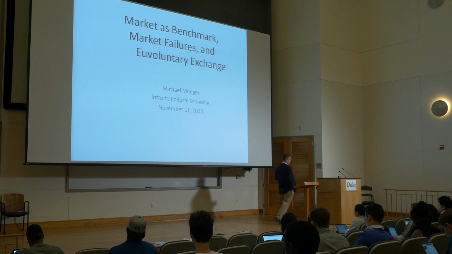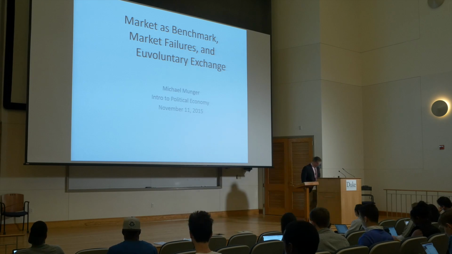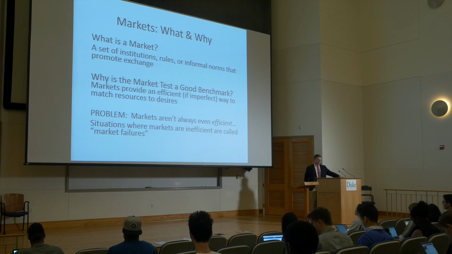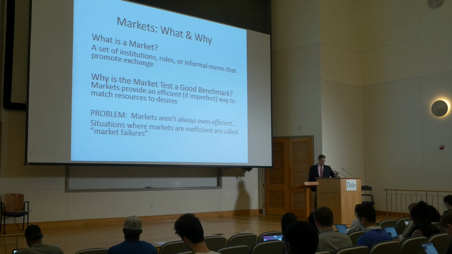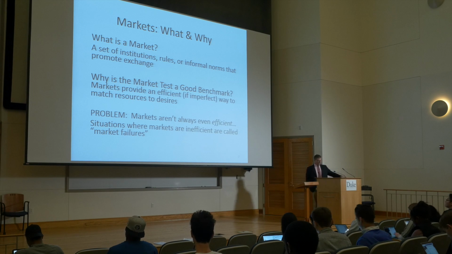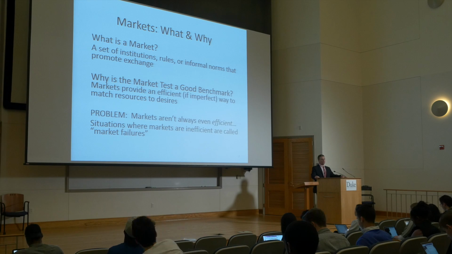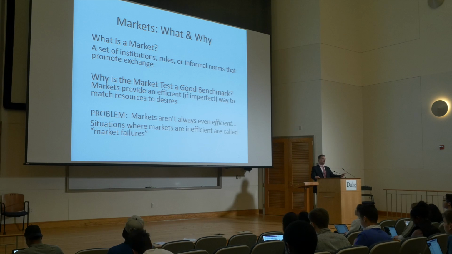I'll begin, as I said, by talking about markets and market failure. So to review, markets are the whole set of institutions, rules, and informal norms that promote exchange. Why do we use markets as a benchmark for performance? Markets generally provide an efficient, if imperfect, way to match resources to desires.